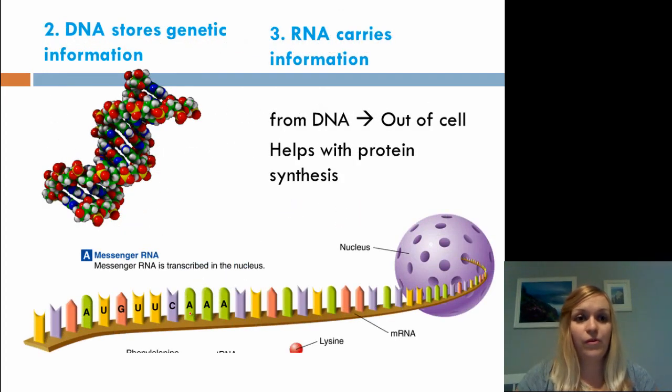Okay, here are our other two functions. So DNA is in charge of storing our genetic information, and then RNA carries information from DNA out of the cell, and it helps with protein synthesis. So RNA is involved in helping make all those proteins that our body requires.